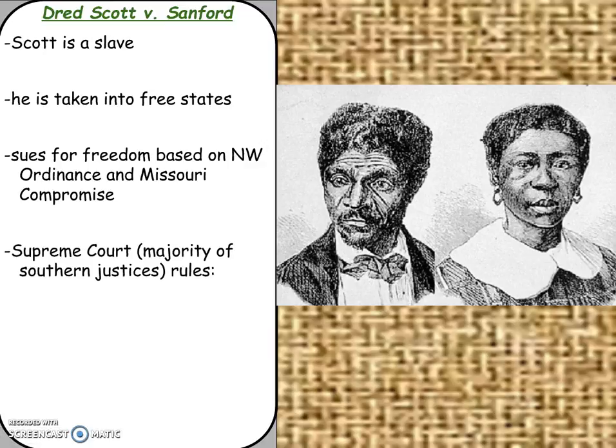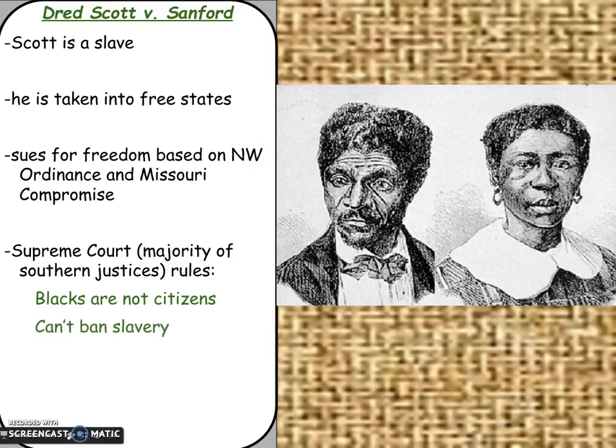Now, what the Supreme Court ruled at this point in time, most of them were from the South. Most of those Supreme Court justices were Southern. So they ruled three things. One, they said that blacks were not citizens, that they were considered property. So because they were not citizens and because they were property, they in fact didn't even have the right to sue in court.